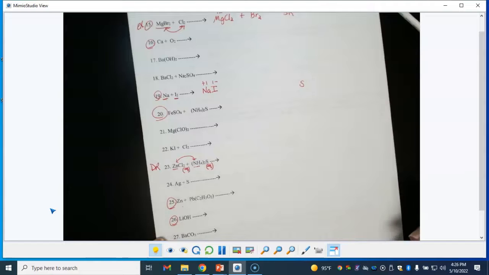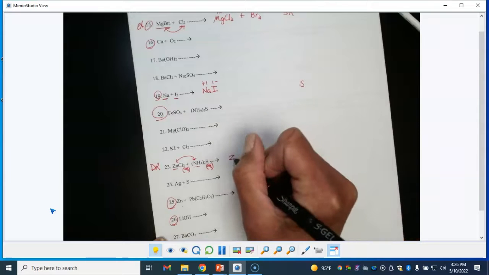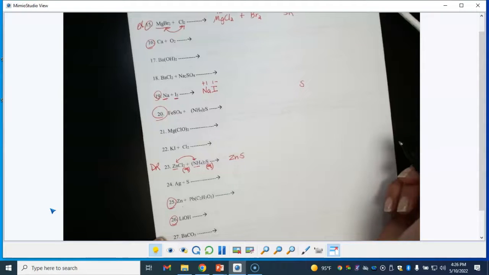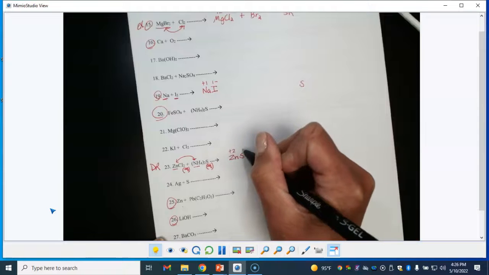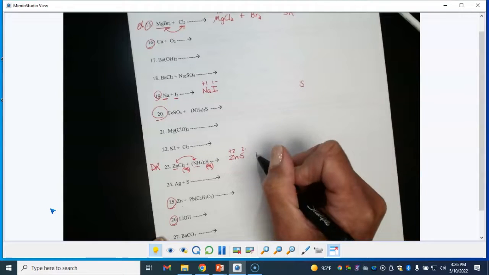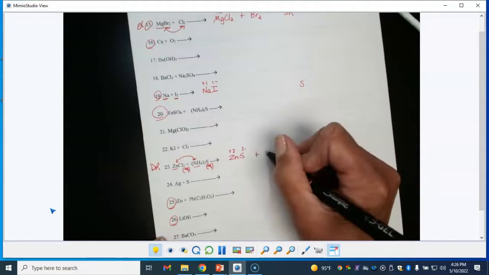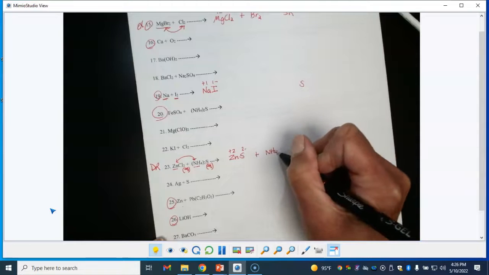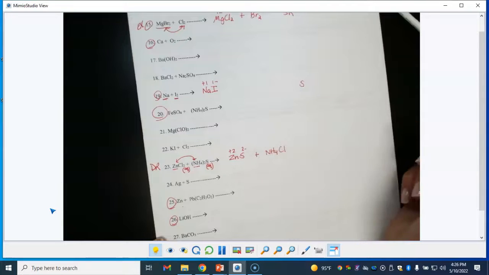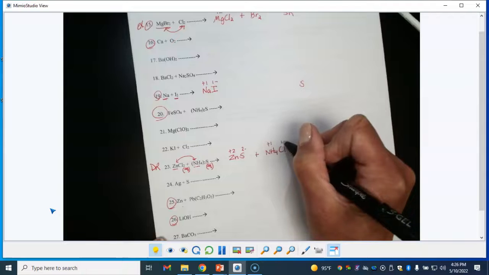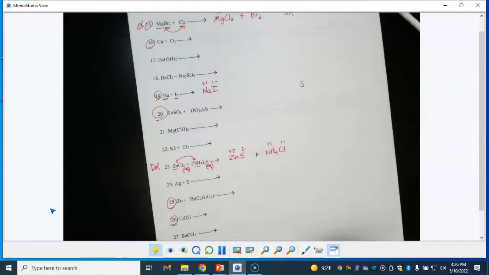So I'm going to make my products. I'm going to pair up zinc with sulfur. Zinc is +2, sulfur is -2, so I don't need any subscripts. Plus ammonium is combined with chlorine. Ammonium is +1, chlorine is -1.